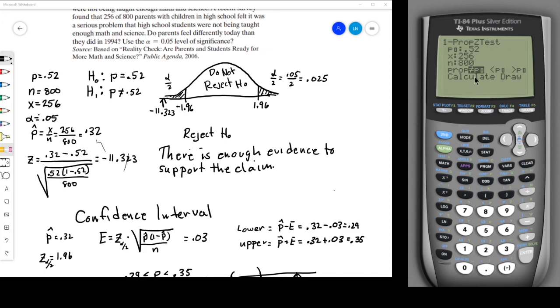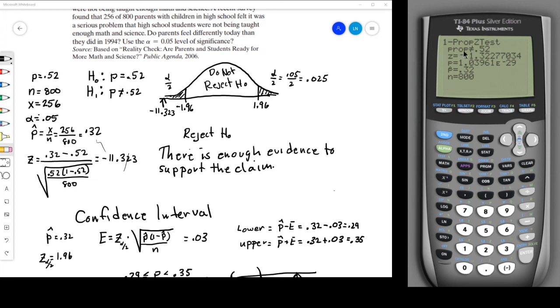Now you have to choose your test. Am I doing a two-tailed test, a left-tailed test, or a right-tailed test? In this case, I'm doing a two-tailed test, so that's the default. If I was doing one of the others, I would just move it over and hit enter on the one that I'm doing. All right, so that's right. And then calculate.